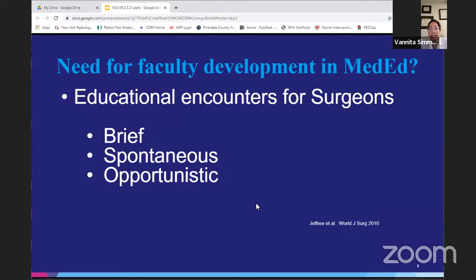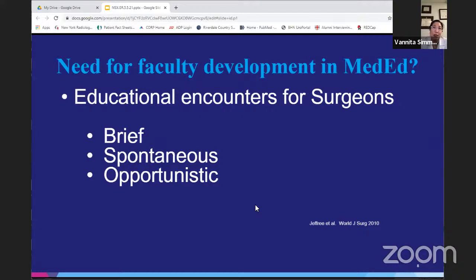So for surgeons especially, in contrast to our medicine colleagues, almost all of these educational encounters are brief, spontaneous, and opportunistic. When you're in a surgical situation, we're doing multiple things at the same time. Not only are we progressing through a case, anticipating the next moves, the next instruments, teaching residents and medical students, we're also frequently interrupted. It could be something unexpected that we see during the course of the surgery, or we need to stop and ask for an instrument or a change of direction.